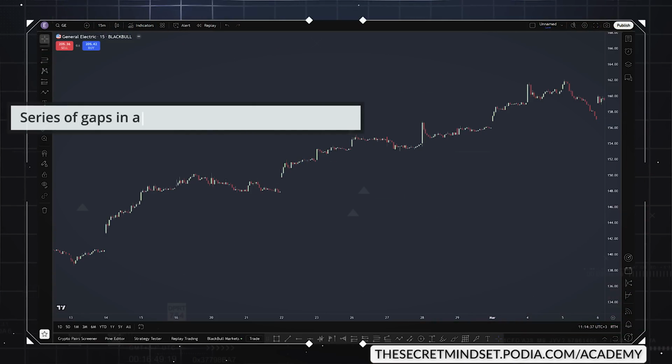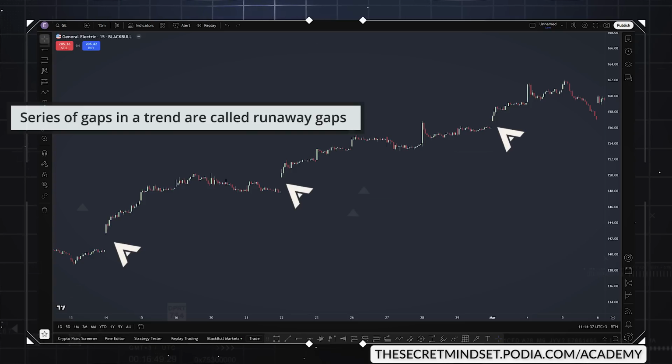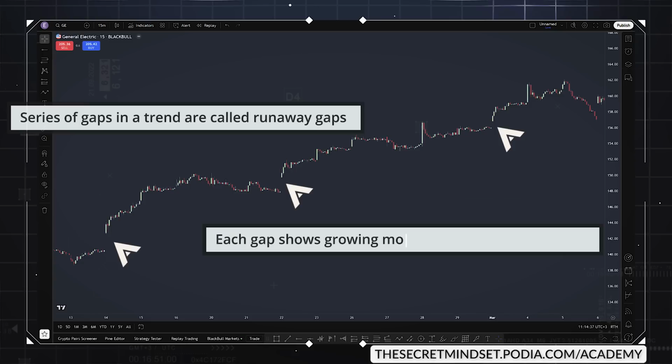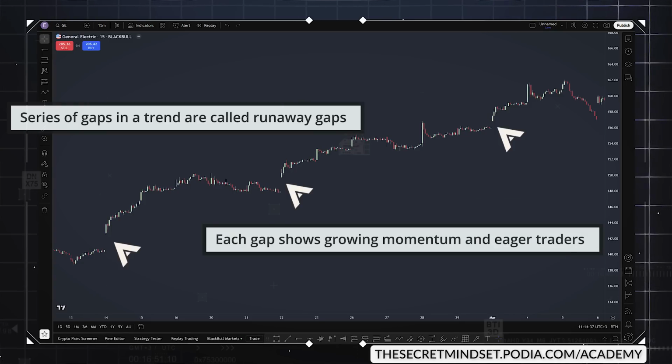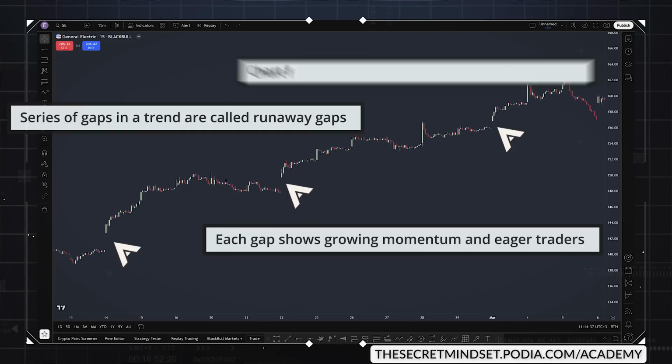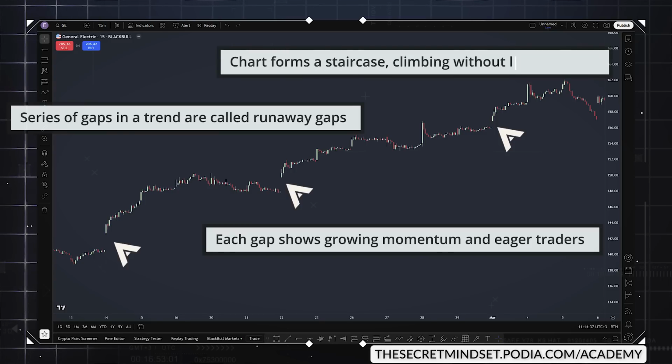Sometimes, you see a series of gaps like this in a strong trend. These are called runaway or measuring gaps. They show up when a trend gets even stronger and momentum explodes. Each new gap is a sign that buyers or sellers are even more eager than before. The chart looks like a staircase, jumping from one level to the next without looking back.